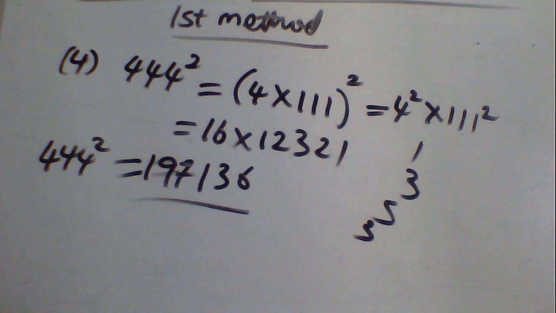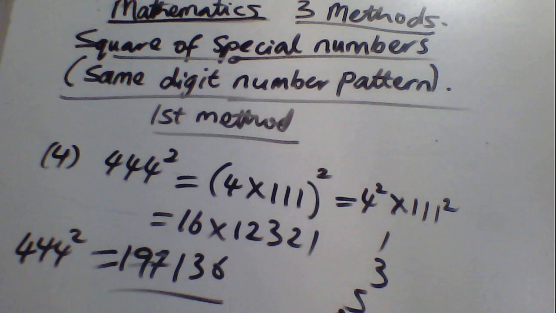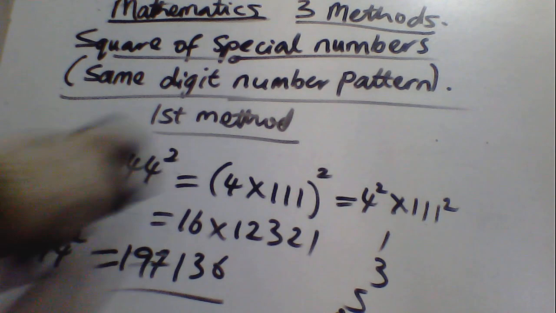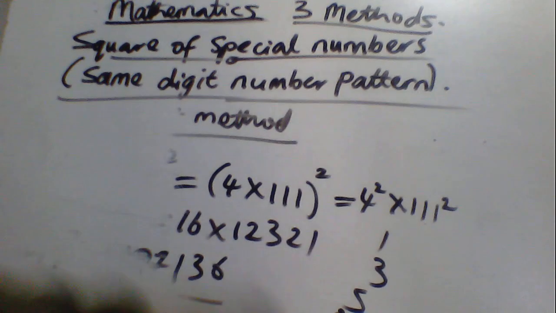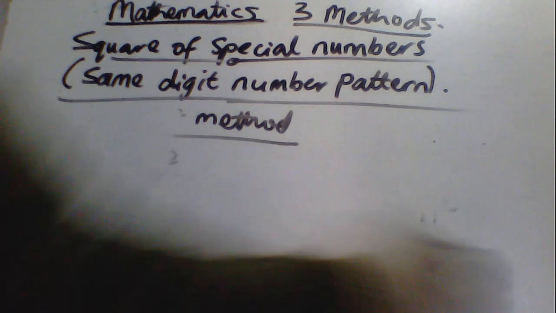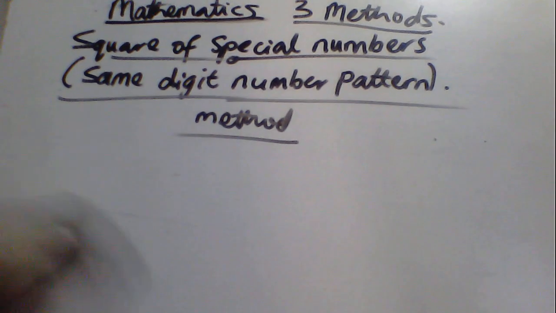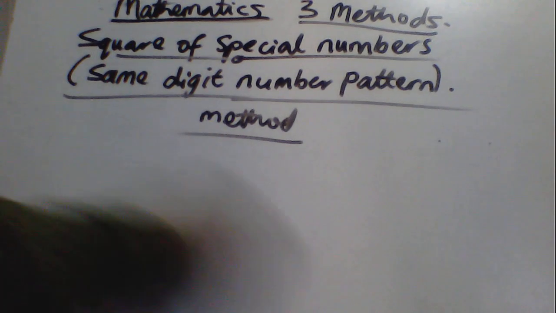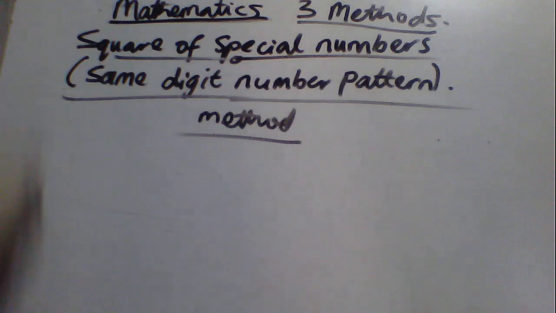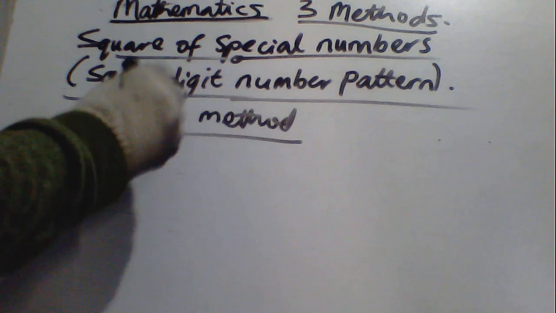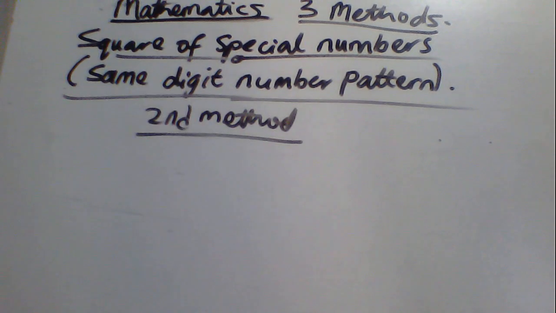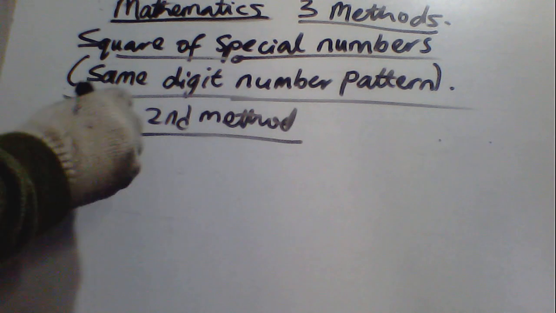Now we have seen how we can use this method to find the square of numbers. Let's look at the second method. This will help you a lot in examinations where calculators are not allowed, where you are required to do it yourself without a calculator. So the second method here is the same method we used the other time.